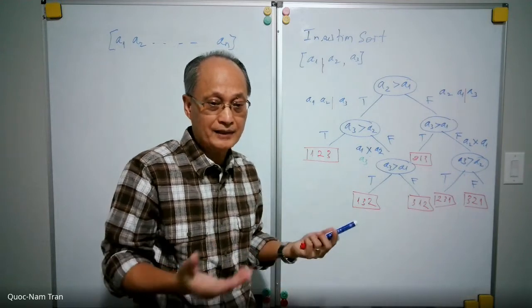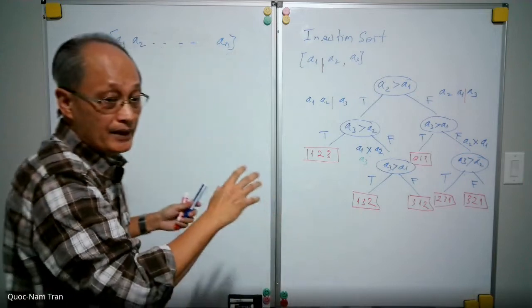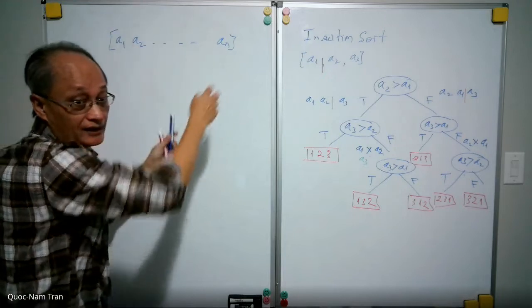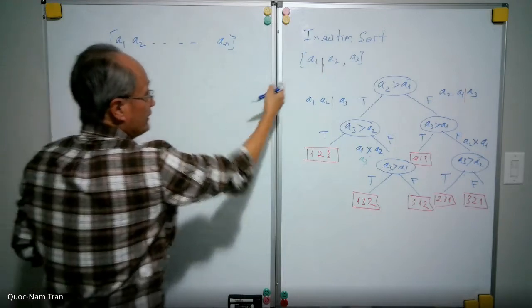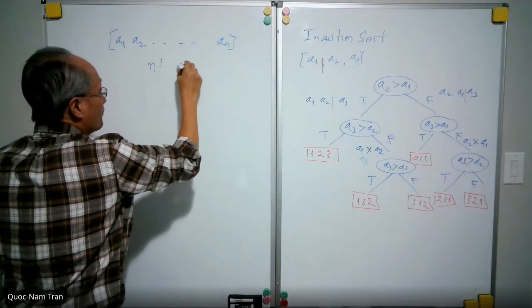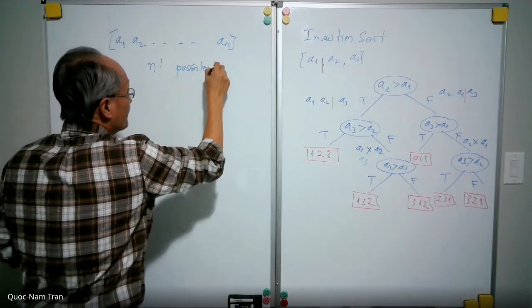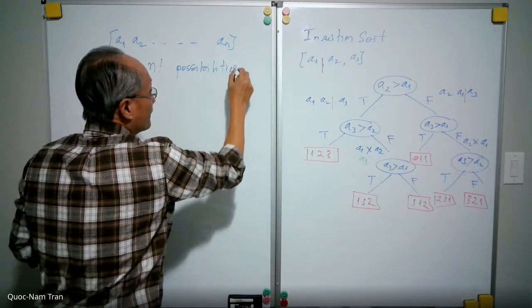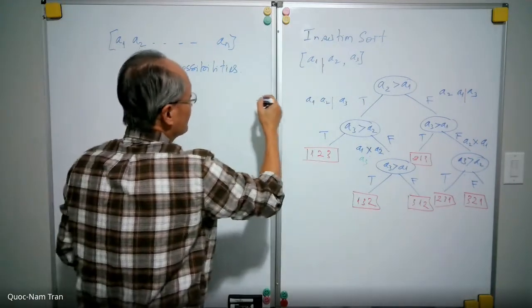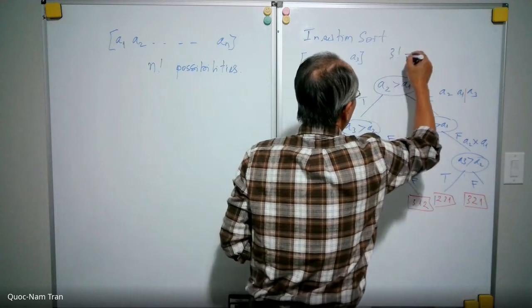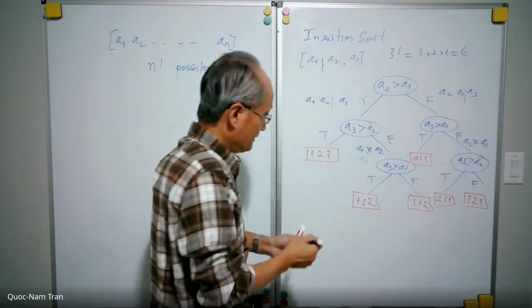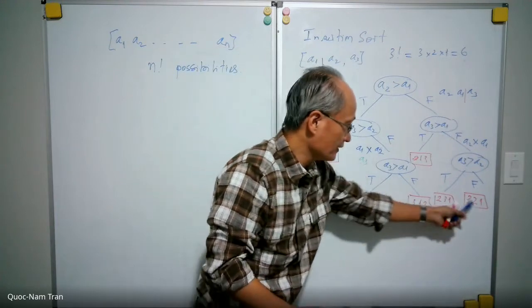What does it mean with n factorial? It is the number of possibilities that we can shuffle the numbers here. So here I should have n factorial possibilities. Here I know that 3 factorial is 3 times 2 times 1, which is 6. Now 1, 2, 3, 4, 5, 6.